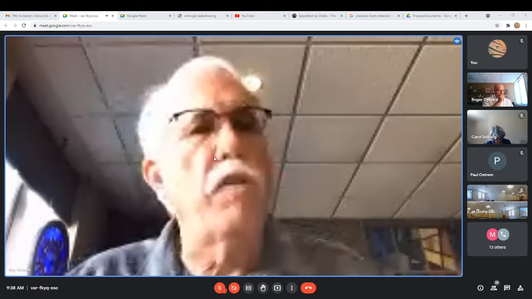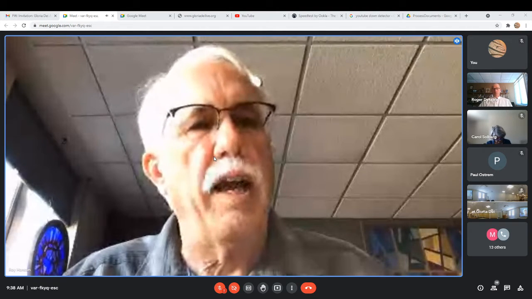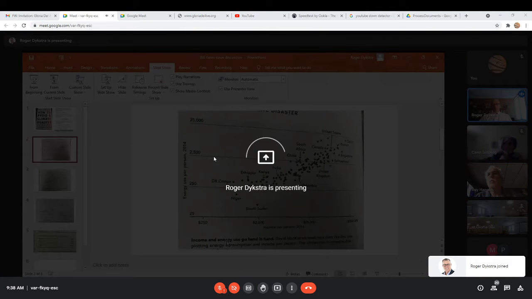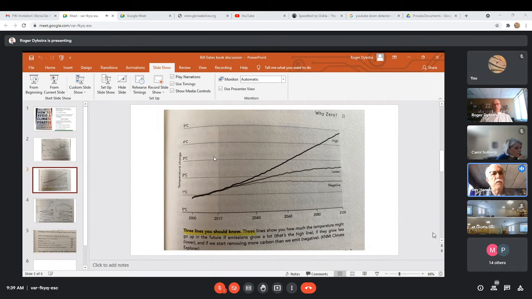What about, could you share that, I think it's the next slide, the 3 lines you should know. Let's see. There you go. And that one, for those of you who don't know the book, it says these lines show you how much the temperature might go up in the future if emissions grow a lot. That's the high line. If they grow less, lower, and if we start removing more carbon than we emit, the negative. And he shows the lines of temperature increase.